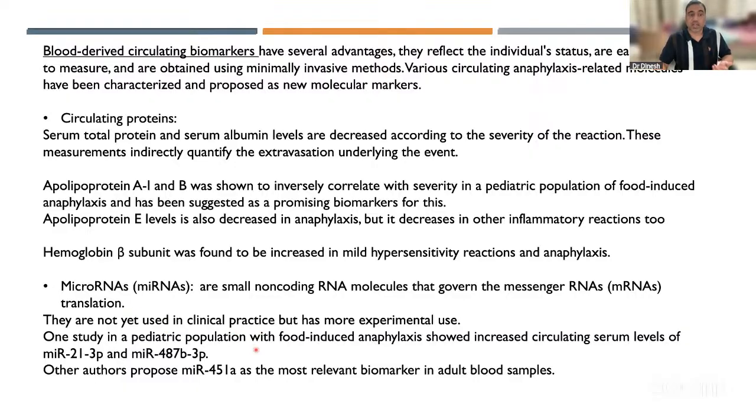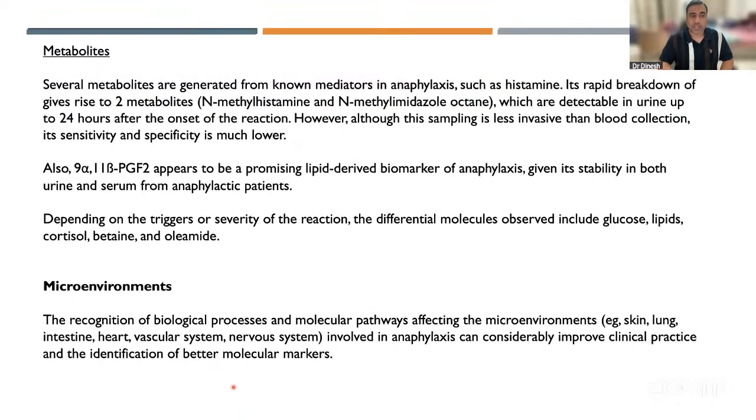One study in a pediatric population with food-induced anaphylaxis showed increased circulating serum levels of microRNA 21-3P and 487B3P. In adult samples, they found another microRNA, 451, had increased. Among the metabolites, earlier we had histamine; instead of histamine, we could measure N-methylhistamine. There's another, N-methylimidazole acetic acid. This can be detected in urine 24 hours after the onset of reaction.